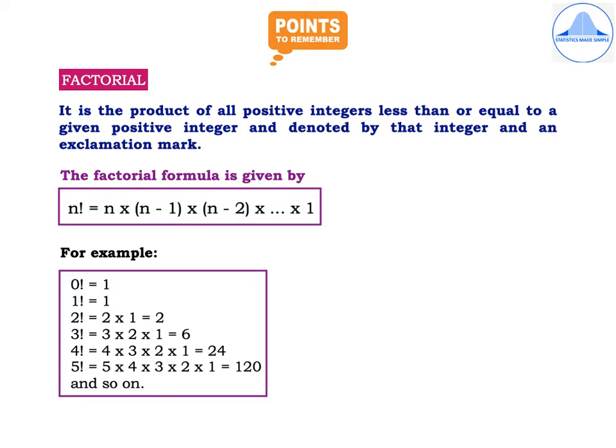For example, 0 factorial will be 1, 1 factorial is 1, 2 factorial is 2 into 1 which is equal to 2, 3 factorial is 3 into 2 into 1 which is equal to 6, 4 factorial is 4 into 3 into 2 into 1 which is equal to 24, 5 factorial is 5 into 4 into 3 into 2 into 1 which is equal to 120 and so on.